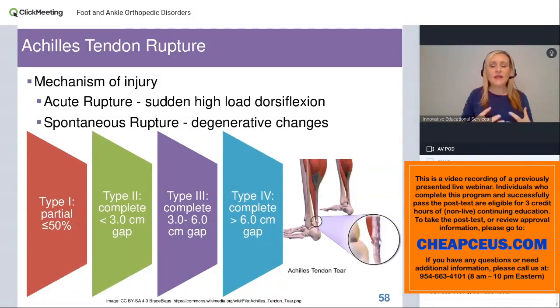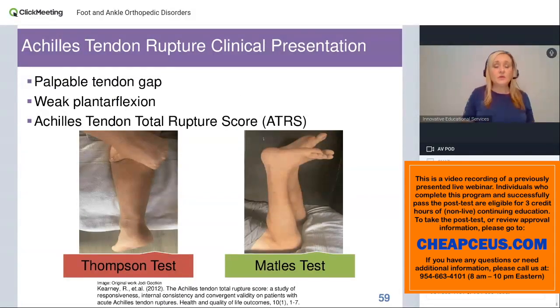That is acute. Spontaneous is more when there's degeneration that has occurred as a progression from that Achilles tendinopathy that we've discussed, or in individuals who have other systemic conditions, excessive use of steroids, or certain antibiotics. Those would tend to be a little more bilateral. So what they're going to look at is, based on how many of the fibers are disrupted, can we manage this conservatively or is surgical intervention necessary? Today, we're focusing more on that conservative intervention.